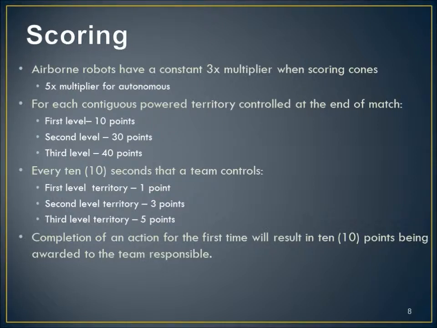For each contiguous powered territory controlled at the end of the match, you're awarded 10, 30, and 40 points for first, second, and third level territories.